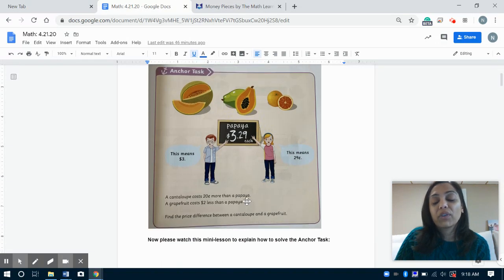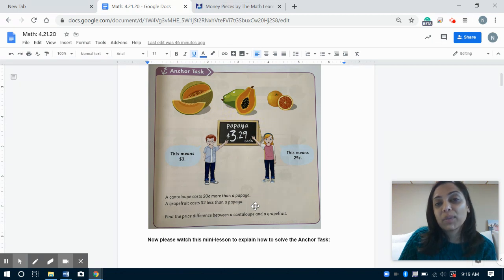So we need to figure out here, first of all, they're giving us clues as to how much a cantaloupe and a grapefruit cost. And then it's going to ask us to find the difference between the cantaloupe and the grapefruit. The clue for the cantaloupe price says a cantaloupe costs 20 cents more than a papaya. What is a key word there that you're hearing that might signal you to add or subtract or multiply or divide? And a grapefruit costs $2 less than a papaya. So what's the key word there? Wonder what you'll do to find the grapefruit price. And then you're going to find the price difference between the cantaloupe and the grapefruit.